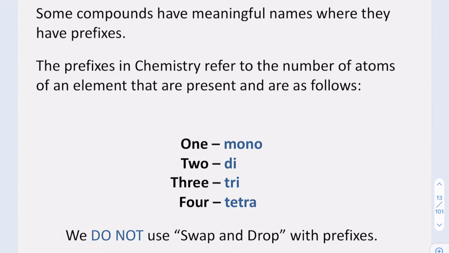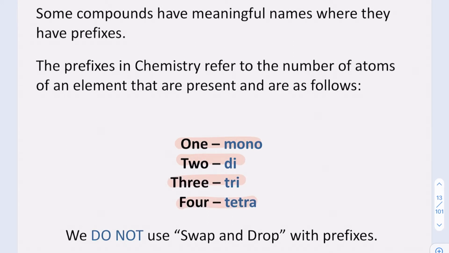So here we have something called a prefix. Prefixes just tell you how many elements there are. Some of them have meaningful names. So the prefix goes at the front of the compound to tell you how many of that atom there are. For example, 1 being mono, 2 di, 3 tri, and 4 tetra.